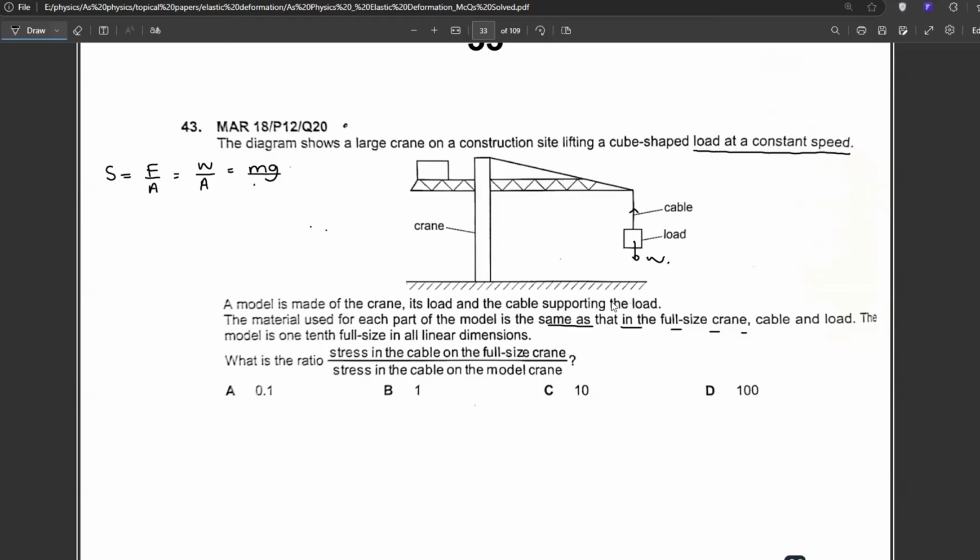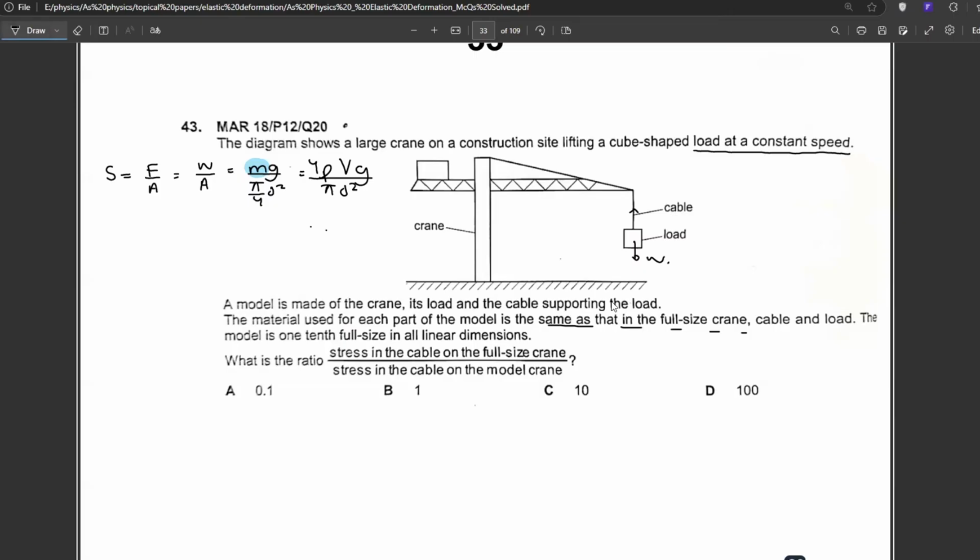What is the area of the cable equal to? Pi over 4 d square. Perfect. Can I place something in place of mass? Can I place a linear dimension in place of mass? Yes. Density into volume into g. The 4 comes to the top side, divided by pi d square.